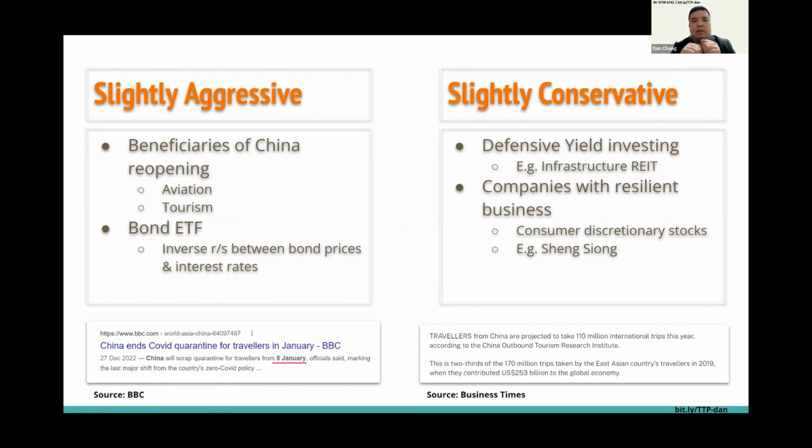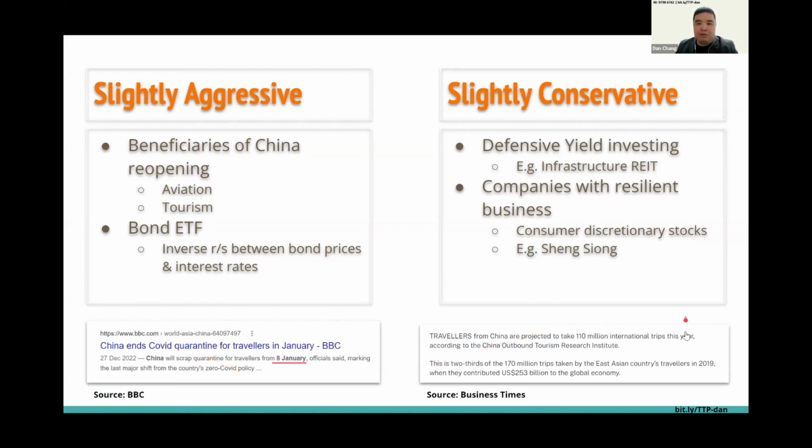And in my opinion, going down the road, you could probably look at some of the beneficiaries of China reopening. I have already explained earlier that China reopening is one of the biggest catalysts going forward. In fact, just last week, on the 8th of January, China relaxed their border restrictions. Now travelers can go into China without any quarantine, and Chinese citizens can also travel out of China to other parts of the world. So it's already in the process.